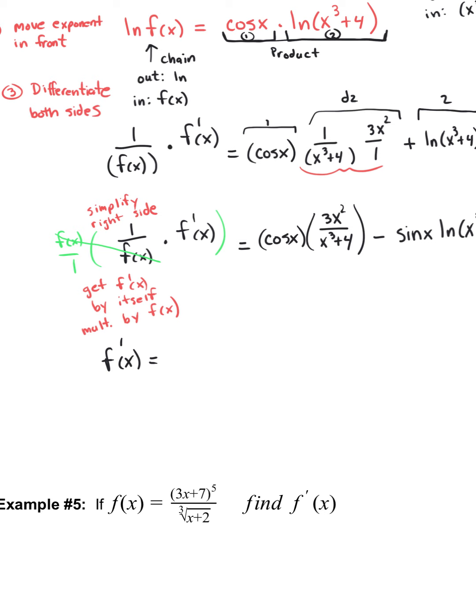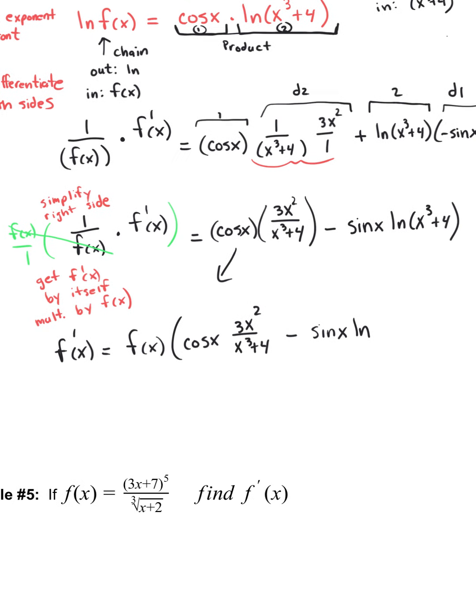Now on the right-hand side, I have to multiply the whole thing by f of x. And then I bring that whole thing down. Cosine of x times 3x squared all over x cubed plus 4 minus sine of x ln of x cubed plus 4. Okay, so the only thing I did there is I multiplied this whole side, and I'm going to show it to you in green again. I multiplied this whole side by f of x because I did it over here.